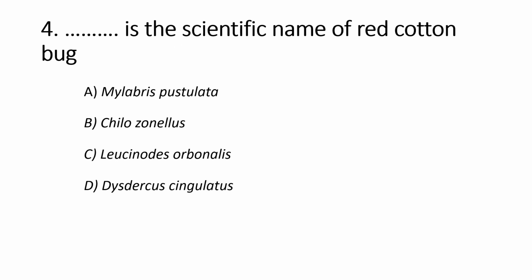Next is the scientific name of red cotton bug. Options are Mylabris pustulata, Chilo zonellus, Leucinodes orbonalis and Dysdercus singulatus. See this, Dysdercus singulatus is the scientific name of red cotton bug. Correct option is Dysdercus singulatus. See this, Leucinodes orbonalis, it is the scientific name of brinjal fruit borer. Chilozonilus is the scientific name of Java stem borer, and Mylabris pustulata, it is the scientific name of blister beetle. Here, Dysdercus singulatus is the scientific name of red cotton bug.